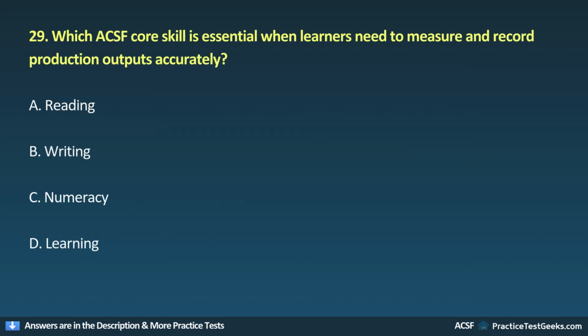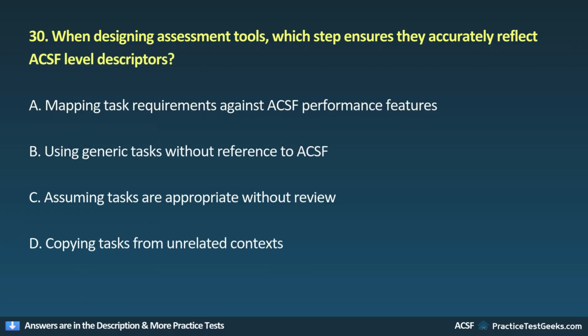29. Which ACSF core skill is essential when learners need to measure and record production outputs accurately? A. Reading. B. Writing. C. Numeracy. D. Learning.